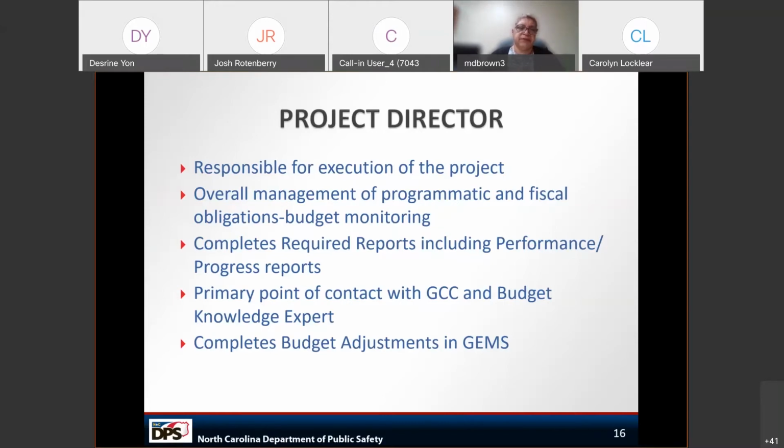If you've submitted a reimbursement and there's a question on there, we will go to the project director, and then they may send somebody different back to answer to us, and that's perfectly fine, but the question is coming in through the project director. They are our point of contact as the grants administrator. So the project director is responsible for completing the budget adjustments in GEMS, as well as any required performance or progress reports, as we stated. So they are our go-to person. They're our liaison between your program staff and the GCC grants administrator.